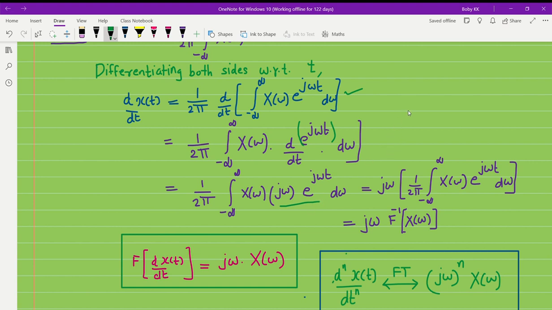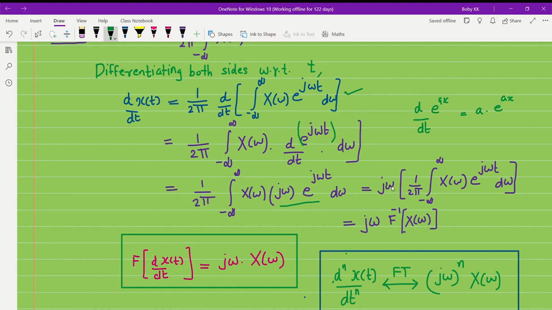We all know that the derivative d by dt of e raised to ax will be equal to a into e raised to ax. So that is what happens here. d by dt of e raised to j omega t will be equal to j omega into e raised to j omega t. So this j omega is again a constant that is taken outside.